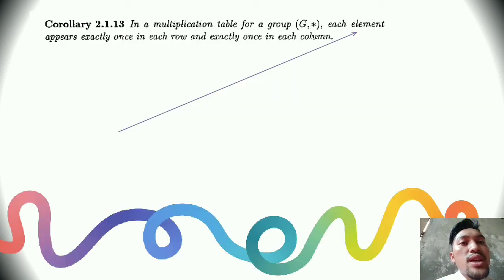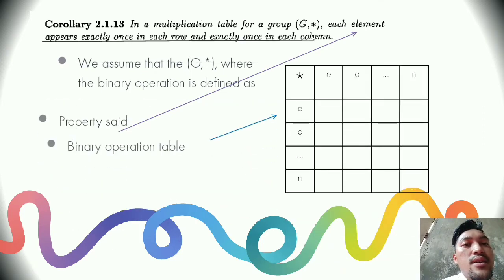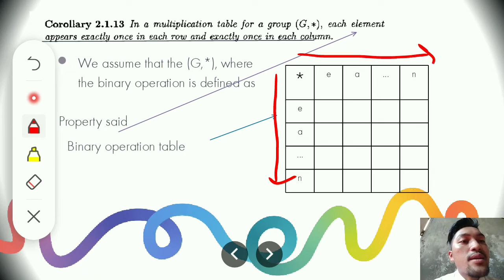Corollary 2.1.13: in a multiplication table for a group G star, each element appears exactly once in each row and exactly once in each column. So we assume the group G star, where the binary operation is defined like this: star, E, A, ellipsis, to N. And from here down there, we have the same as here down there.